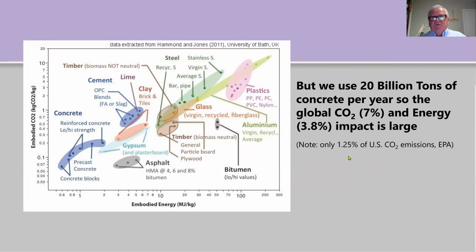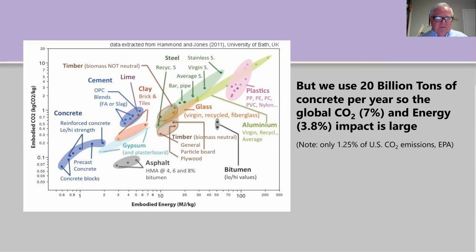So the issue is that we use 20 billion tons of concrete a year. So that global impact is large. About 7% of global man-made CO2, and about 4% of energy, is due to cement and concrete.